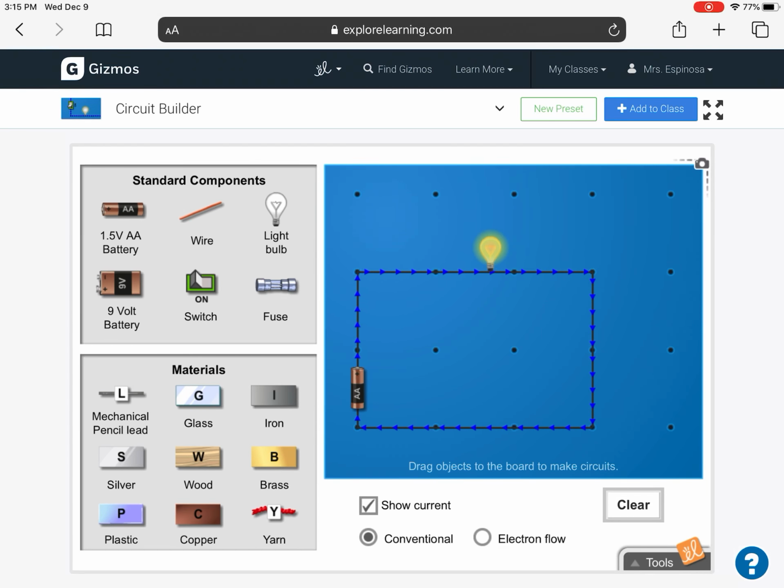If I were to take my light bulb and remove it, let's say that I didn't have a light bulb and I simply had a wire here, so it was just one big piece of wire. This will indeed complete the circuit, but you notice the color of my current has changed to red, which is there to warn us. It says, warning, you have a short circuit detected.